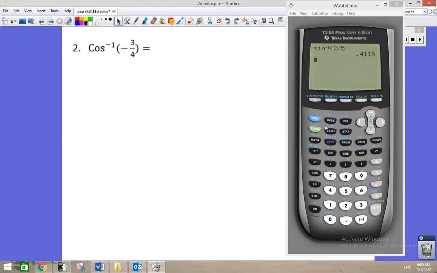Let's take the inverse cosine of -3/4. And here's the angle measure in radians of 2.4189. You can check it by taking the cosine of 2.4189 and getting -3/4 as a decimal there.